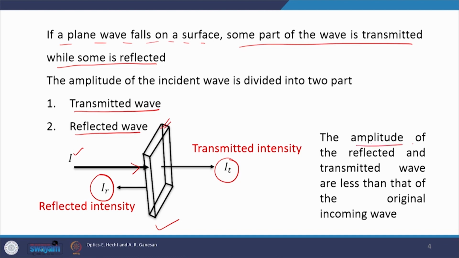Of course, the amplitudes of the reflected and the transmitted waves are less than that of the original incoming wave. This is a very simple concept, but we must understand it very properly.